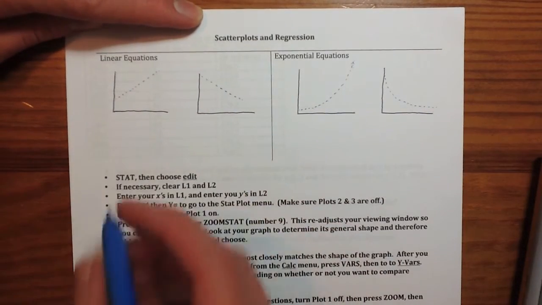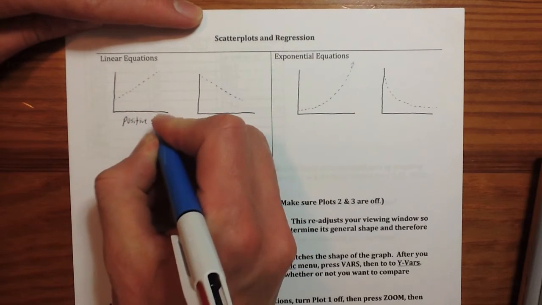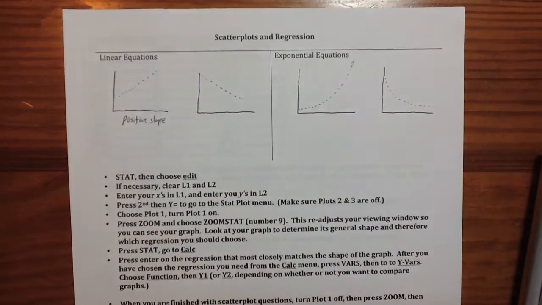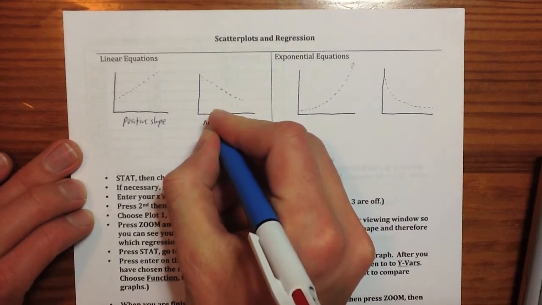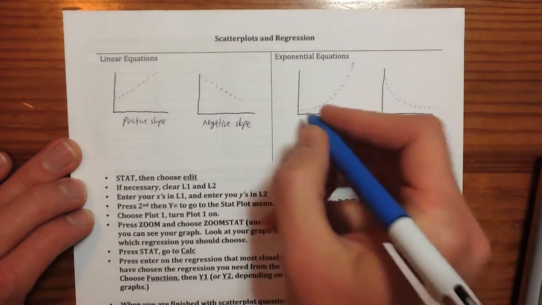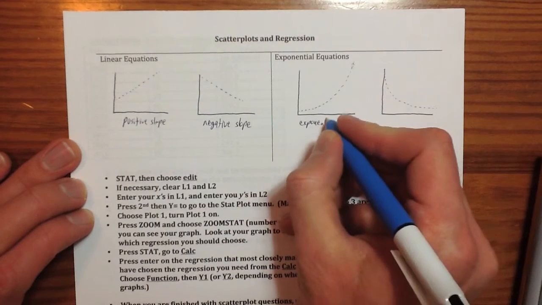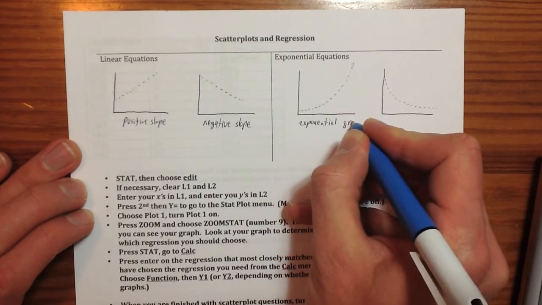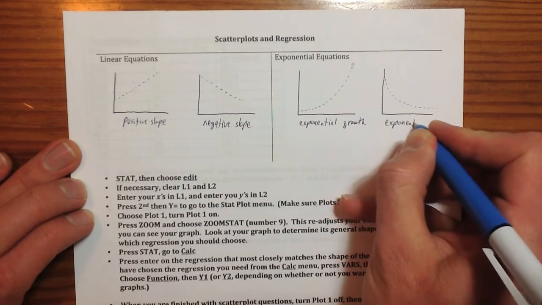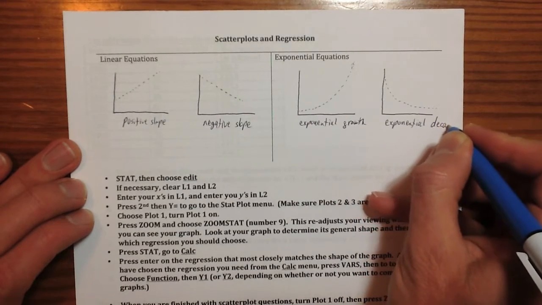I'm going to write a few basic things down. This is positive slope. That is if something is increasing over time, if time is one of the variables. This one would be negative slope. This one would be exponential growth, which makes sense because it's increasing. And this one is exponential decay. The opposite of growth would be decay in this case.